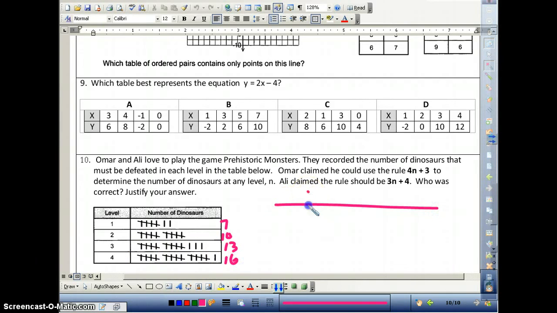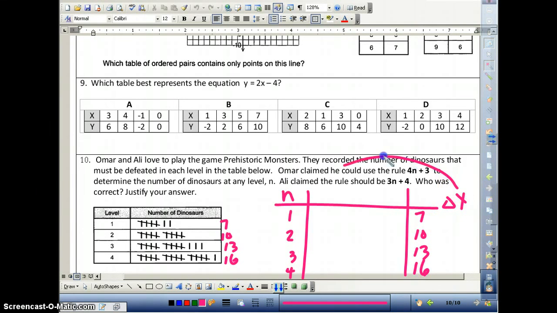Once again, set yourself up a little table. 1, 2, 3, 4. These are your n's. Put in 7, 10, 13, 16. Do the whole thing where you find the change in your y's. Put that number right here. Multiply by your n's and add or subtract an adjustment. And then you'll figure out who's the winner.